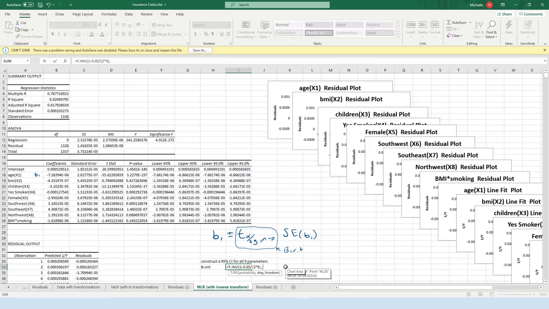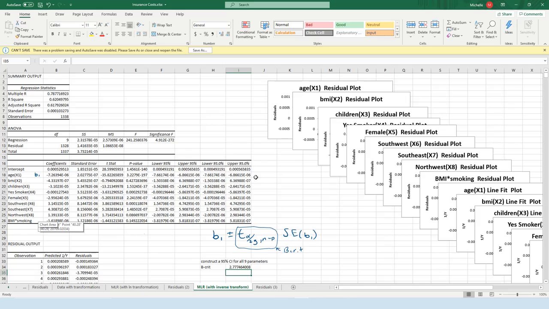What's the degrees of freedom? N minus p. I have 138 observations, that's up here, minus 10. I have 10 parameters, because don't forget you still have the intercept, so that's B0 through B9. That's 10 total. Close parentheses and press enter.